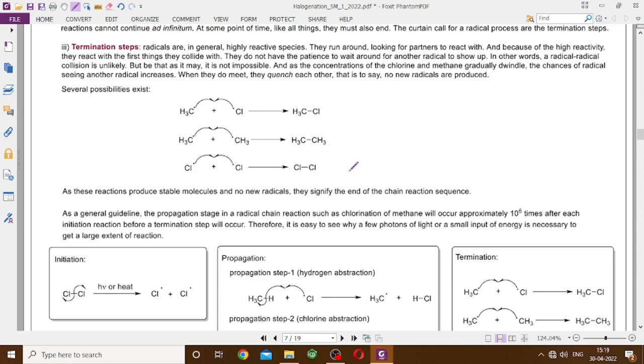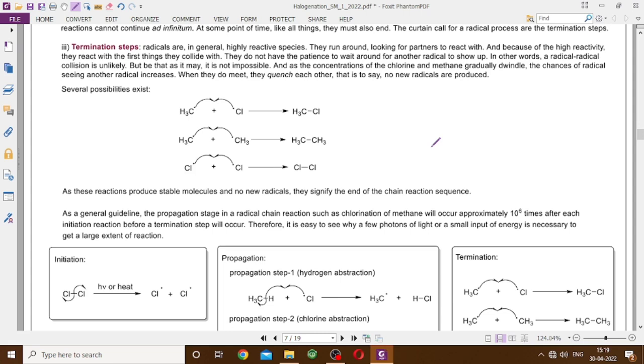And it has been found that if in an initiation step you have generated one chlorine dot, the propagation step occurs almost 10 to the power 6 times after such an initiation before a chlorine dot can be consumed by a termination step. So now you understand why one photon can give rise to millions of CH3Cl molecules.